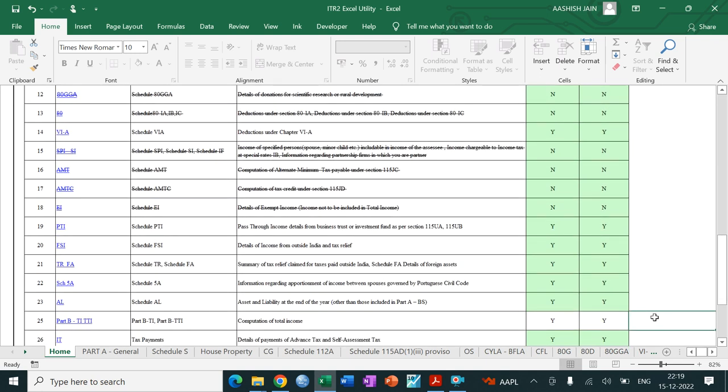Then I always tell my students to use this dashboard because it actually saves time.